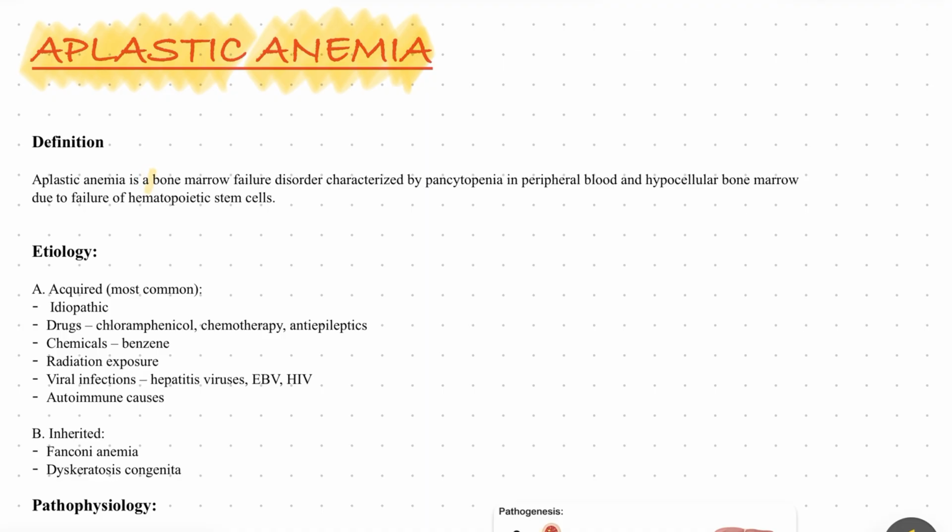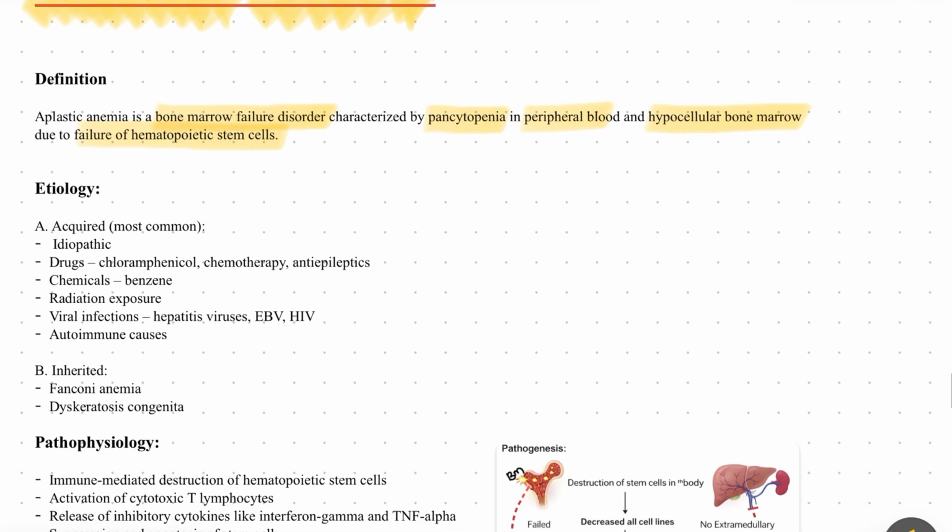Definition goes like this. It is a bone marrow failure disorder characterized by pancytopenia in peripheral blood and hypocellular bone marrow due to failure of hematopoietic stem cells. Yeah, it is a lengthy definition, but it covers almost all the subtopics which you need to learn.